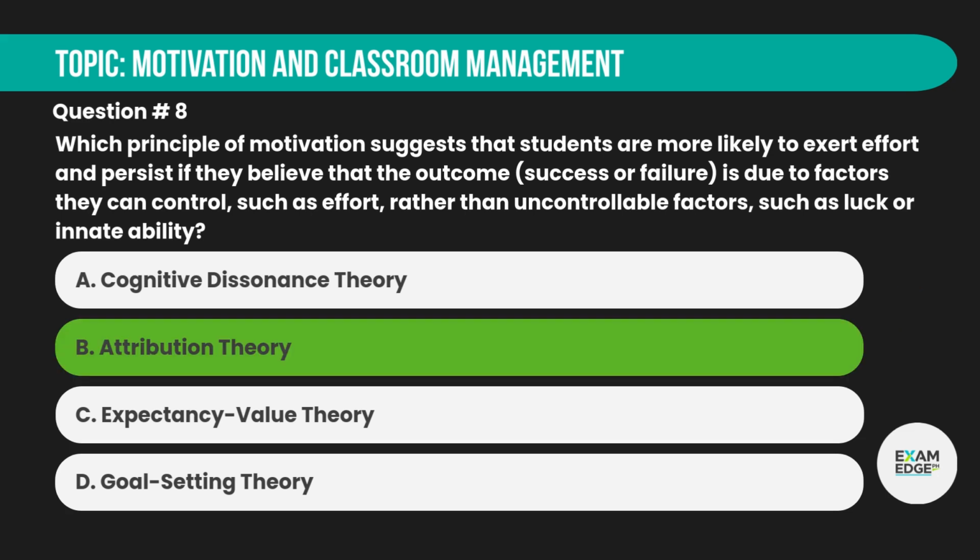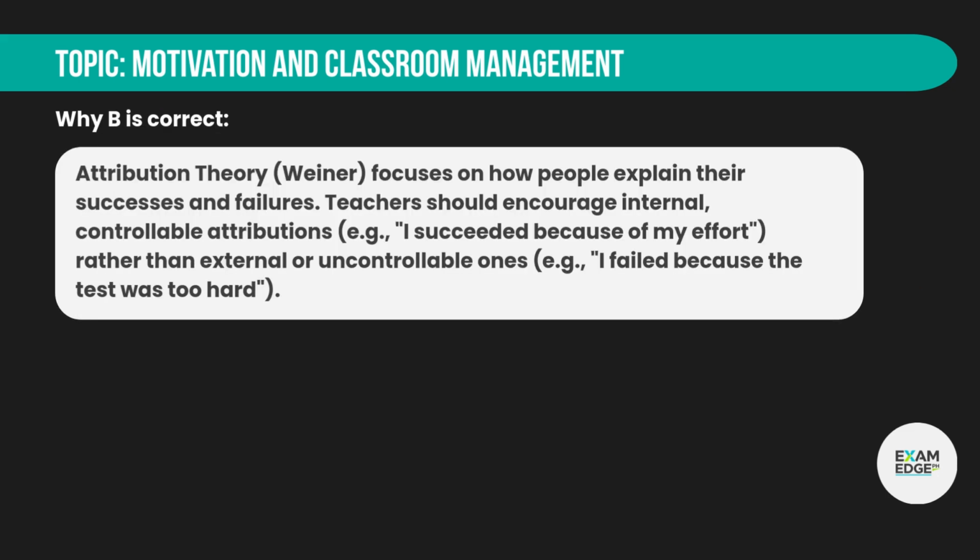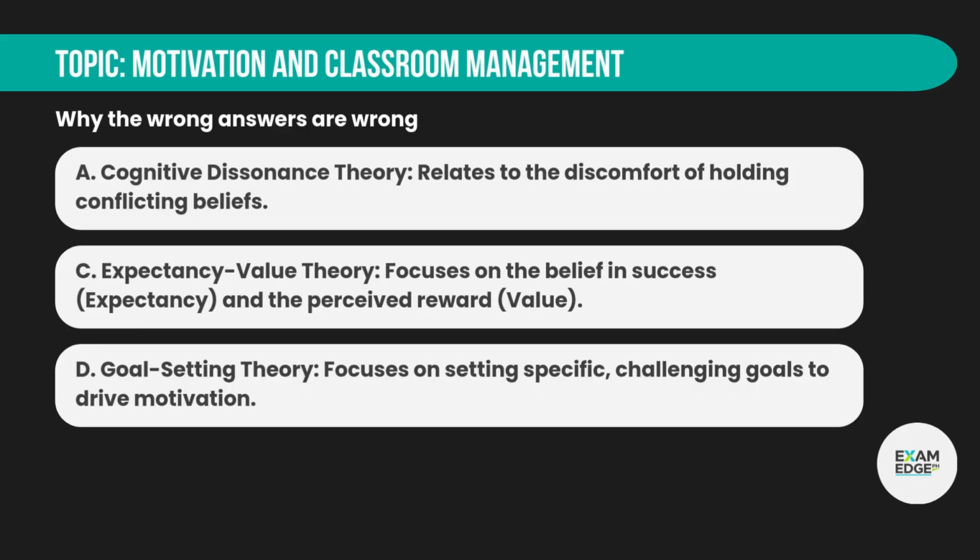Correct answer: B. Attribution theory. Why B is correct? Attribution theory, Weiner, focuses on how people explain their successes and failures. Teachers should encourage internal, controllable attributions, e.g., I succeeded because of my effort, rather than external or uncontrollable ones, e.g., I failed because the test was too hard.